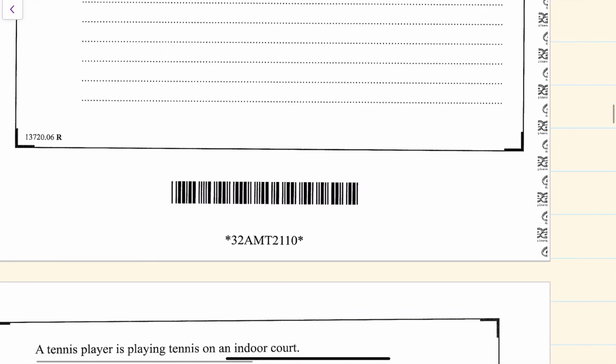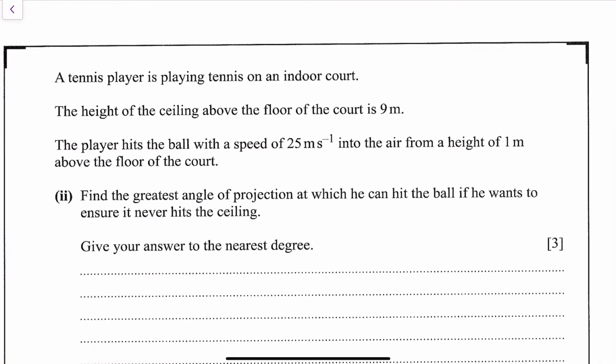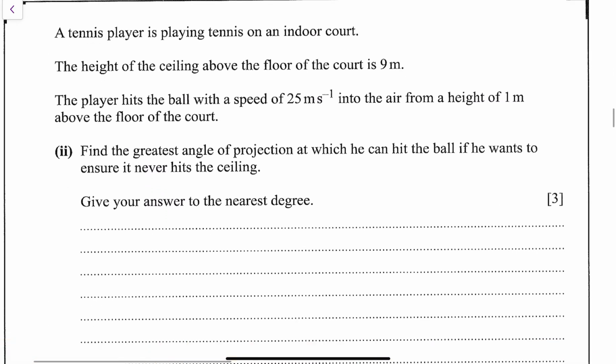Next one says a tennis player is playing tennis on an indoor court. The height of the ceiling above the floor is 9 meters. The player hits a ball with a speed of 25 into the air from a height of 1. Find the greatest angle of projection with which he can hit the ball if he wants to ensure it never hits the ceiling. Okay, right. First of all, he hits it from 1 meter above the ground, so 9 minus 1 is 8 meters he's got to play with, really.